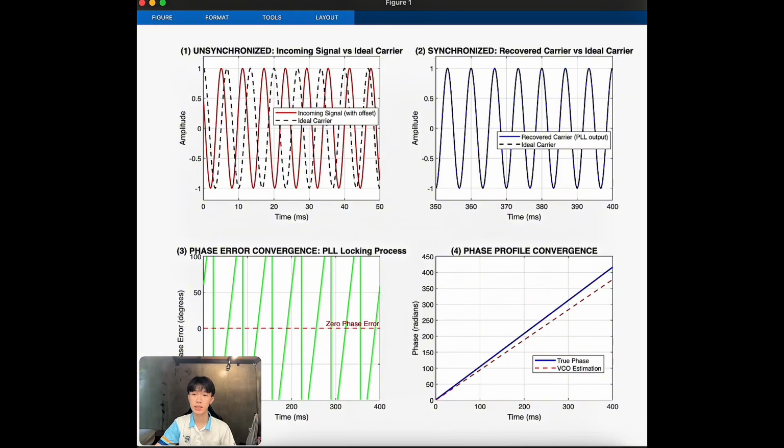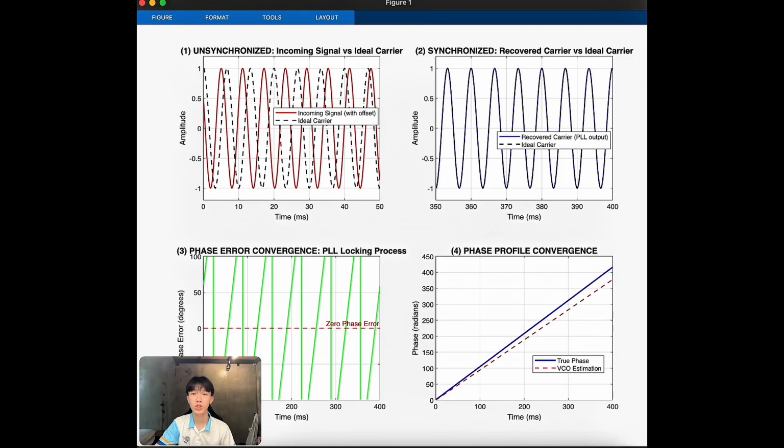Graph 2 shows the synchronized result. The blue recovered carrier perfectly overlaps the black dashed ideal carrier with no drift and no shift. This proves my PLL achieved both frequency and phase synchronization. Graph 3 shows phase error convergence. It starts at 60 degrees and drops exponentially to near zero by 100 to 150 milliseconds, staying there. The red dashed line marks perfectly locked.